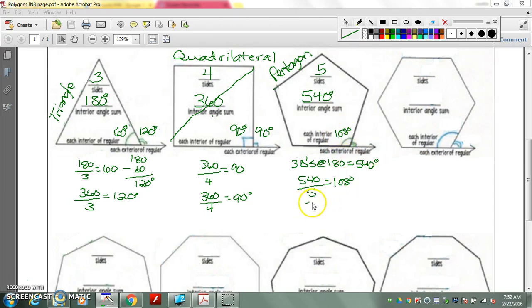And then I can get the exterior, because I know all the exterior angles add up to 360, and I can divide that by 5. And I get 72 degrees.